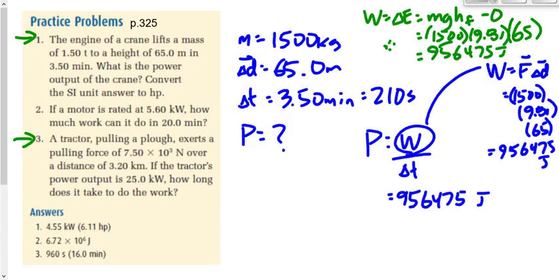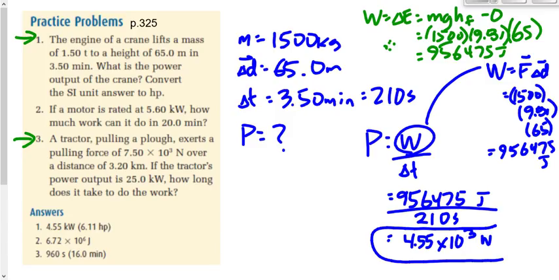9,56475 joules divided by the time of 210 seconds. And that should give us, I think, probably 4.55 times 10 to the 3 watts. Is that what it works out to be? 4.55 times 10 to the 3 watts.